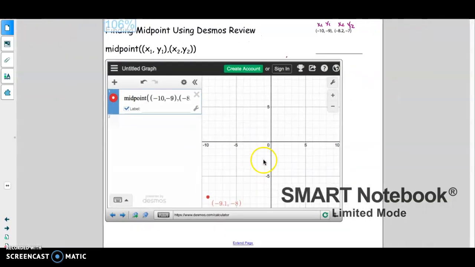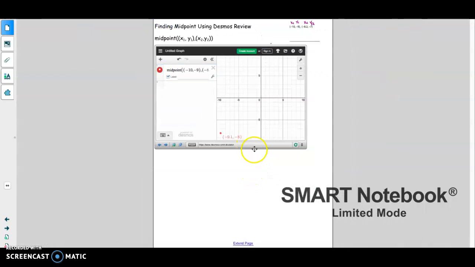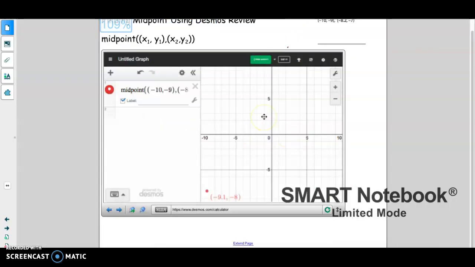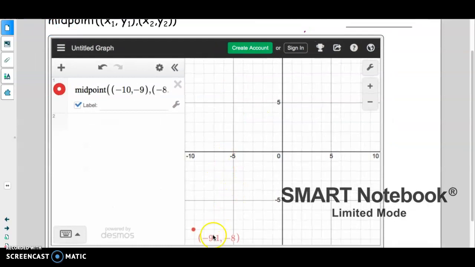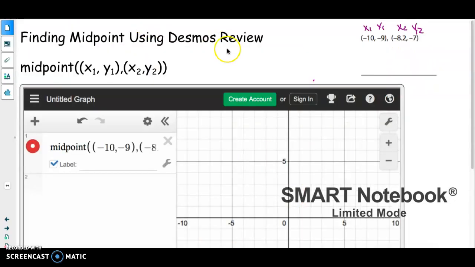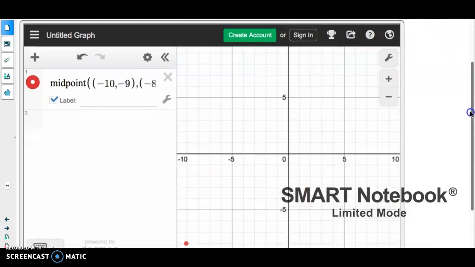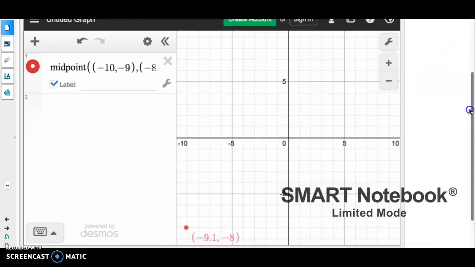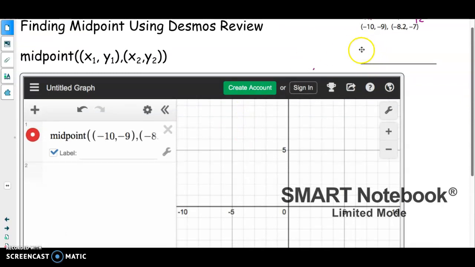So if we come here and zoom out, whoops, my screen just went crazy and zoomed way out. But if we come down here and zoom out, you would see that our midpoint should be -9.1, -8. If we look at that down here, it just labels that midpoint, and we can put that up here on our line. So our midpoint was -9.1, comma, -8. So that's what it's asking for when we're talking about just finding the midpoint.